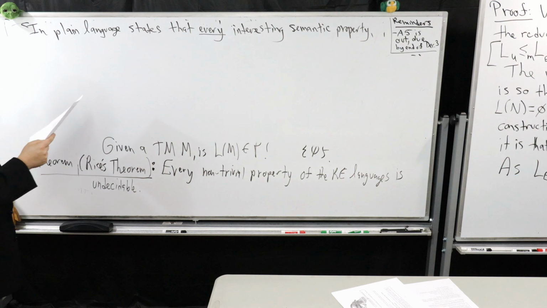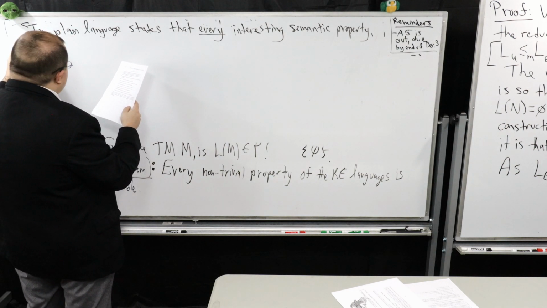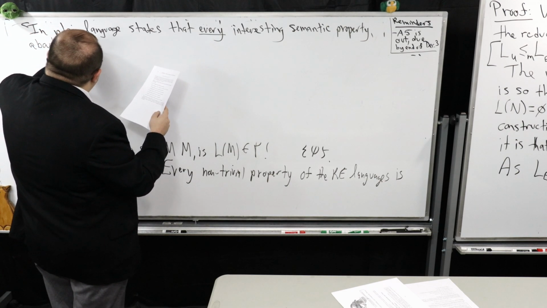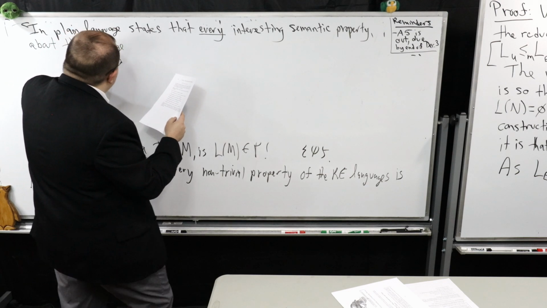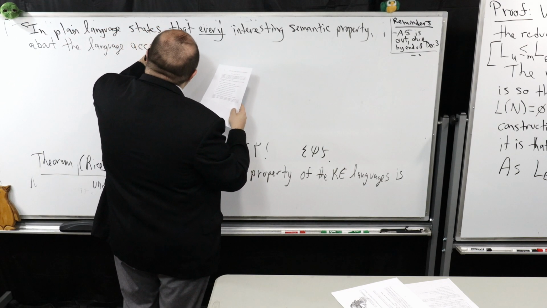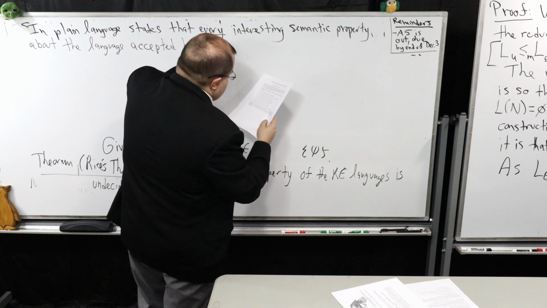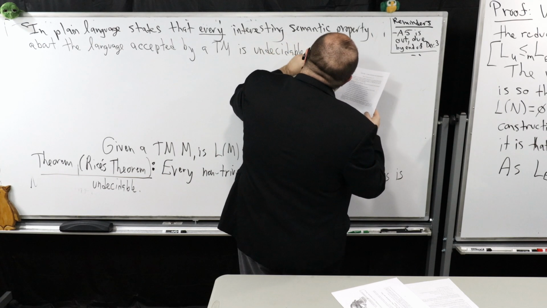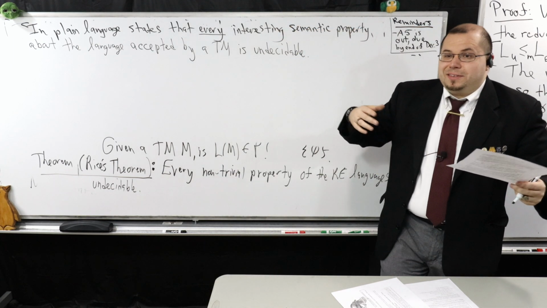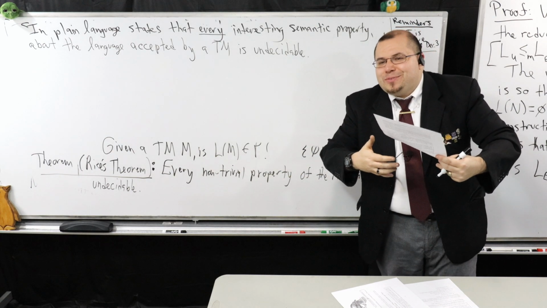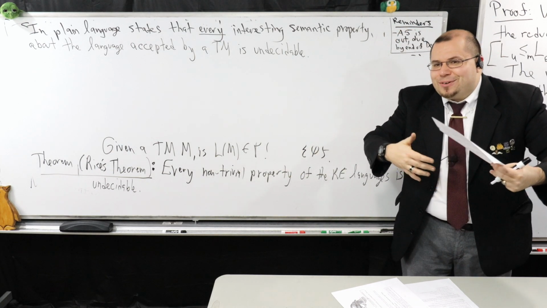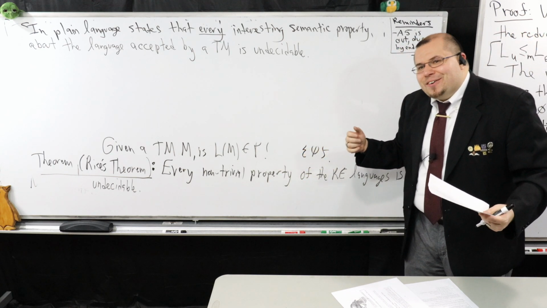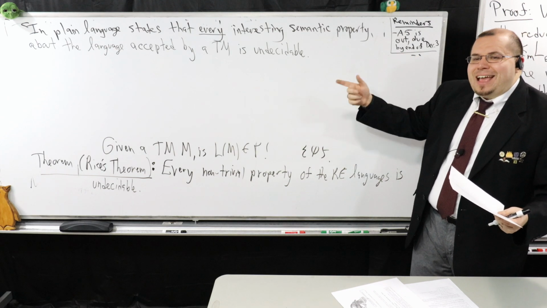Every interesting semantic property or question about the language accepted by a Turing machine is undecidable. So a lot of the questions we talked about today all involve things like, oh, is it empty? If I give you two Turing machines, are the languages equal? These are all what you would call of semantic interest when we talk about Turing machines and what we would like them to do.